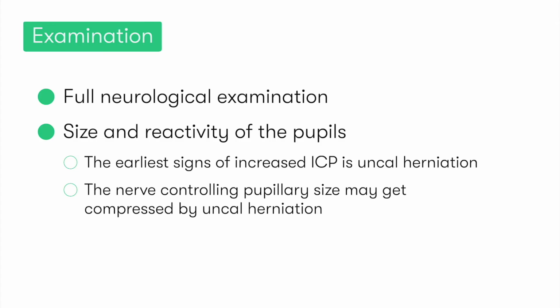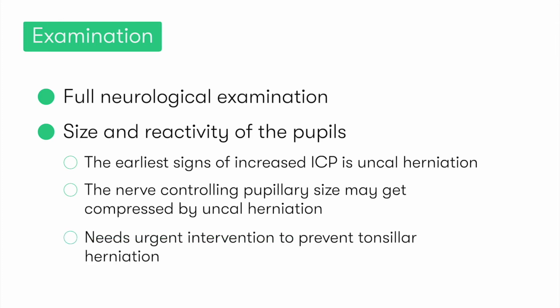So compression of this nerve from the herniating brain tissue can prevent it from functioning. So if a patient comes in who has a unilaterally dilated and fixed pupil, then this is a key indicator that as a result of the raised intracranial pressure, this patient has developed an uncal herniation. And if we don't undertake some urgent management, this problem is going to continue to worsen, and they will ultimately suffer tonsillar herniation and brainstem death.